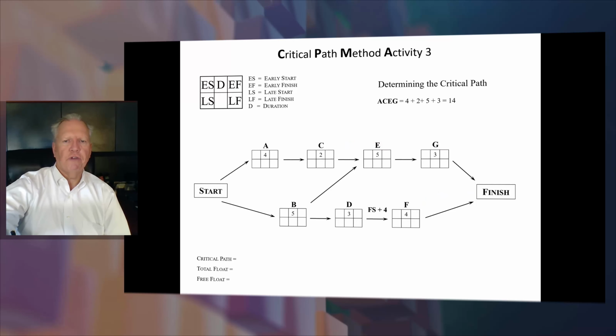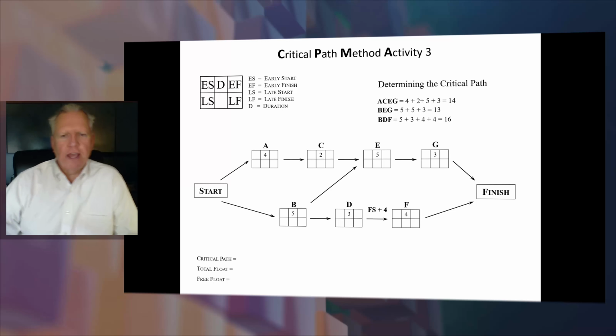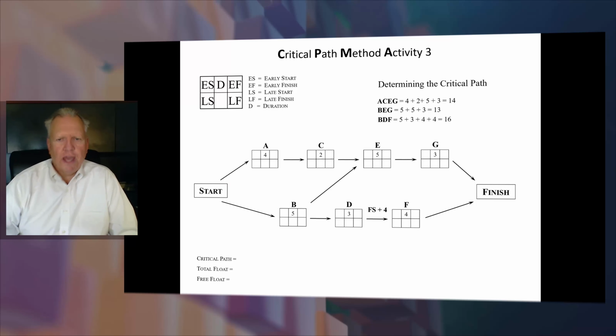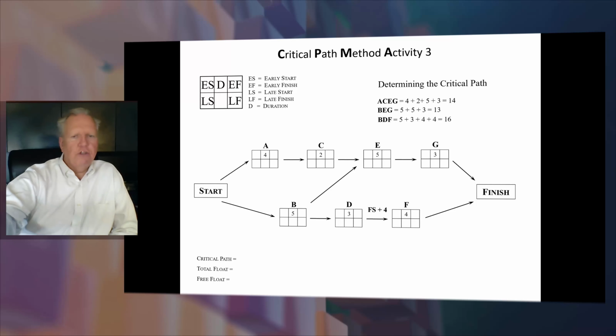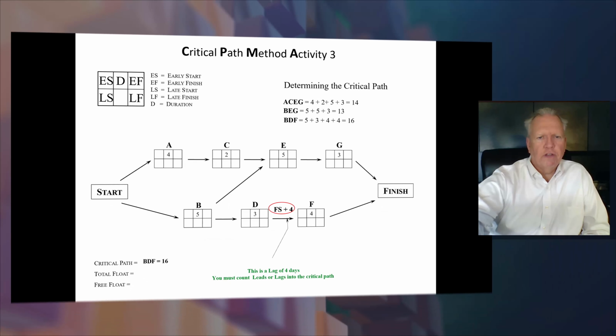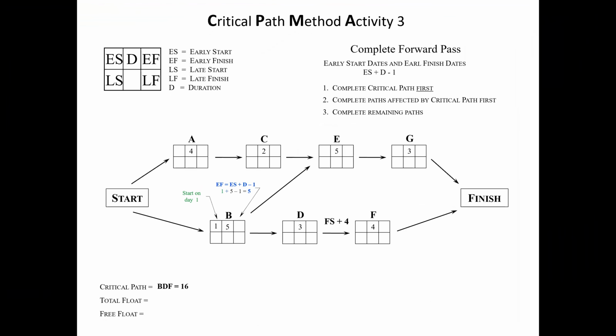All right, this is activity 3. Let me kind of run through this real quick and show you. This is actually going to have a lag. That's what the FS plus 4 is. So that had to be taken into account. That made a difference. That made it into your critical path, remember? So let's walk you through it very quickly here because I know you got a lot of things to do. So that turned it into 1 and 5, turned into 5, 6, 3, 8.